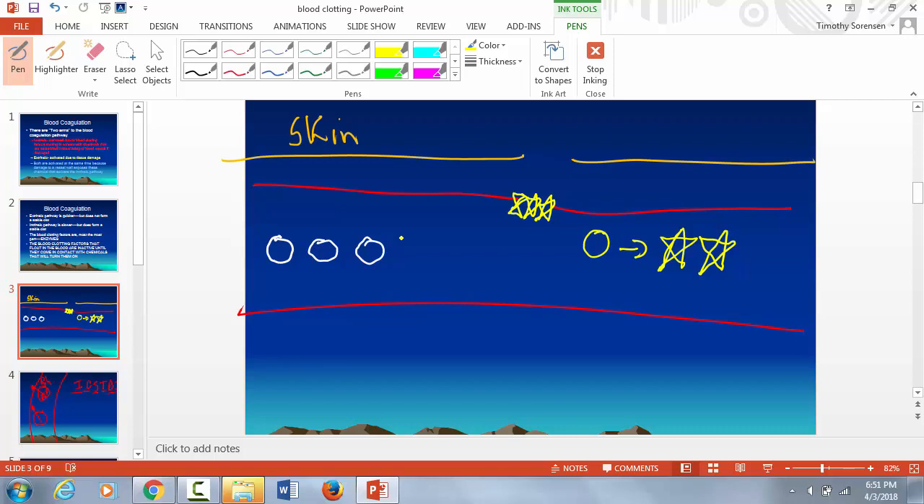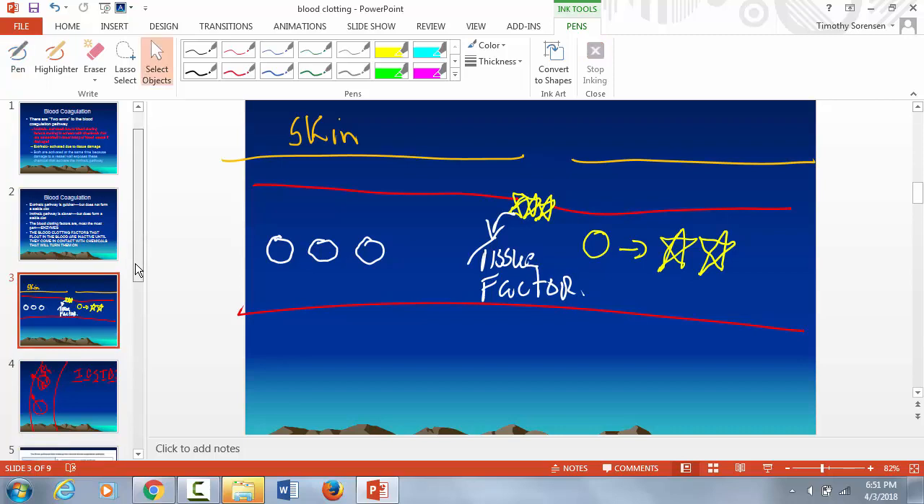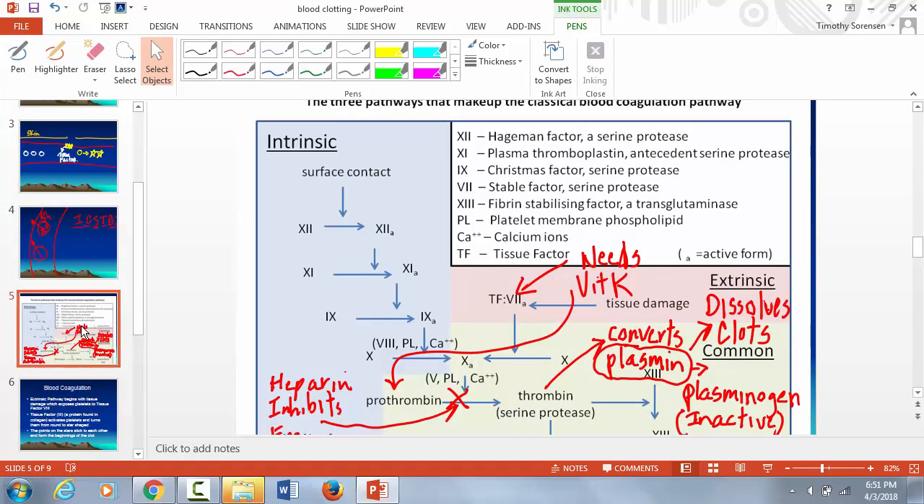Who's with me? When that platelet plug is formed, it will begin to release additional tissue factor. What does tissue factor do? It activates the enzymes of the clotting cascade. Who's following me so far? And ladies and gentlemen, this is the clotting cascade.